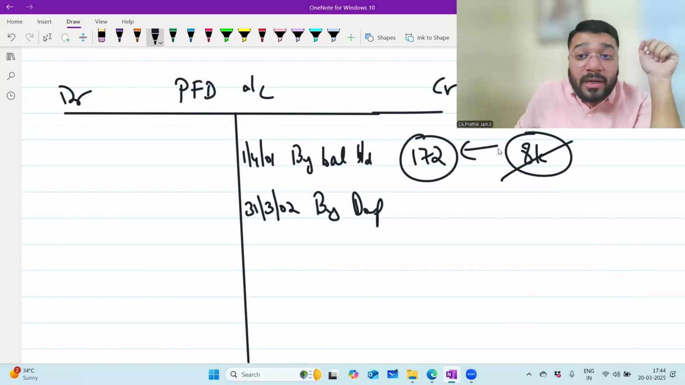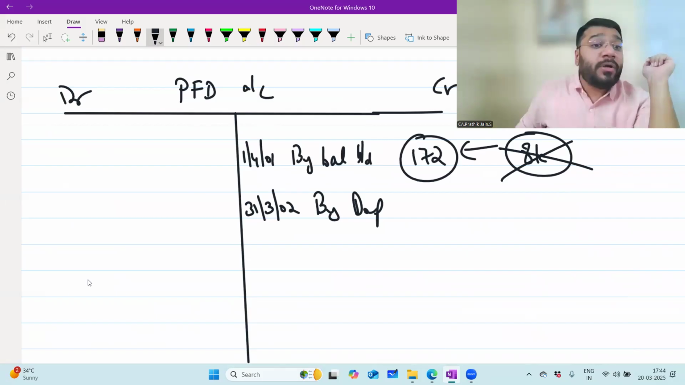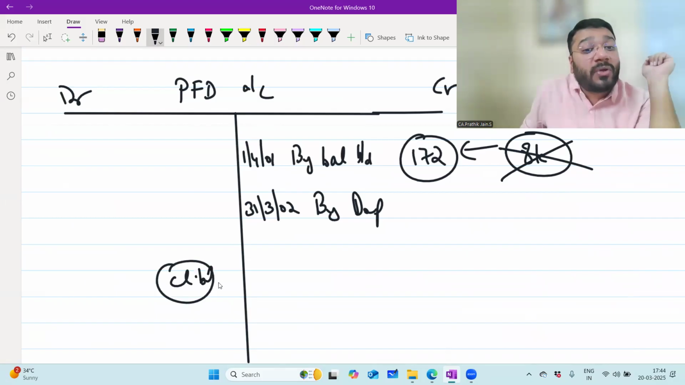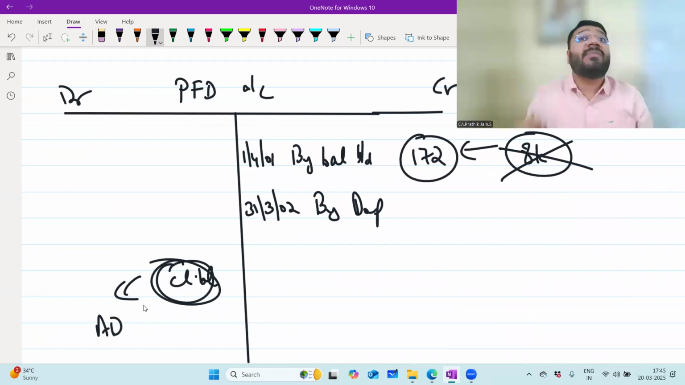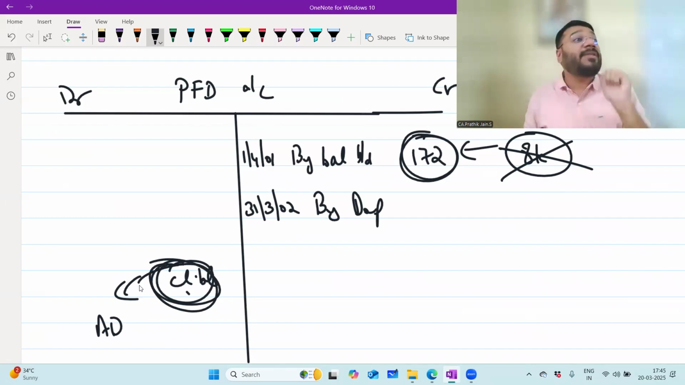Now, if I don't remove this 8,000 from this 172, it will get included in the closing balance also. In the closing balance of the PFD ledger, can I have the accumulated depreciation of an asset which is not existing in my business? Listen very carefully: if I don't minus this 8,000, then it will continue to be in that 172, and eventually get included in the closing balance. Can I have that?